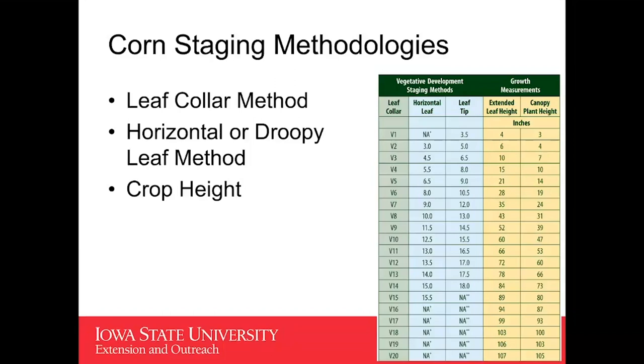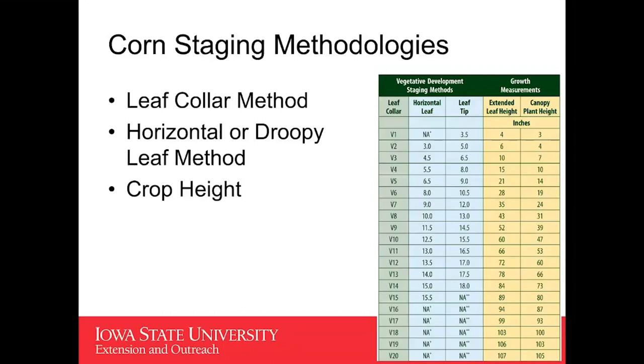And then the herbicide labels or really any pesticide label often talks about leaf stage. And sometimes they're using the leaf collar method. Sometimes they use the horizontal droopy leaf method. And sometimes they just use crop height. And occasionally you'll find multiple of these on the same label. Okay, so recognize when you're looking at those pesticide labels in particular, recognize what type of methodology they're using, because you're going to have to adjust what you're looking for in the field.